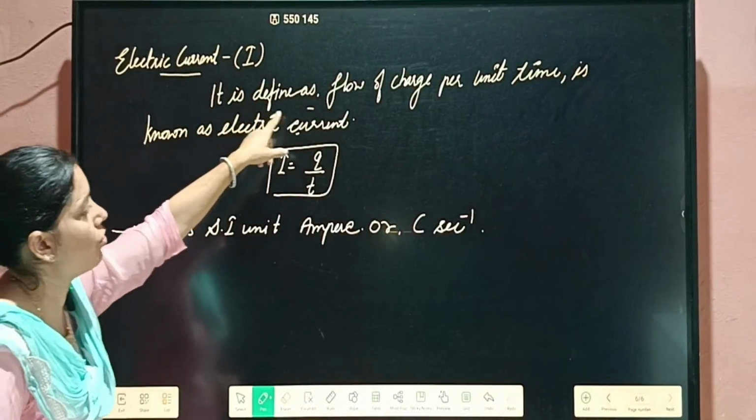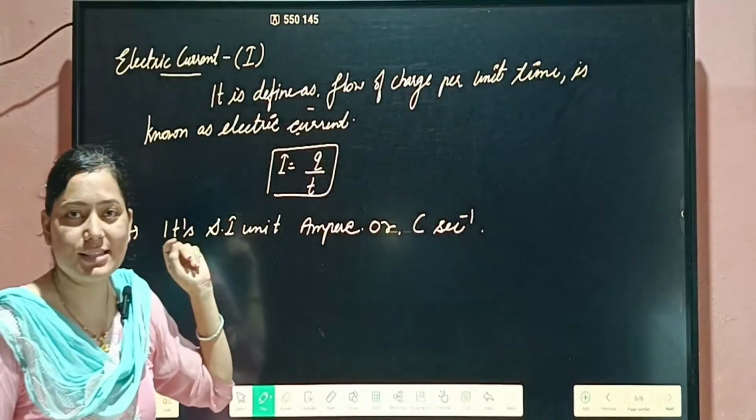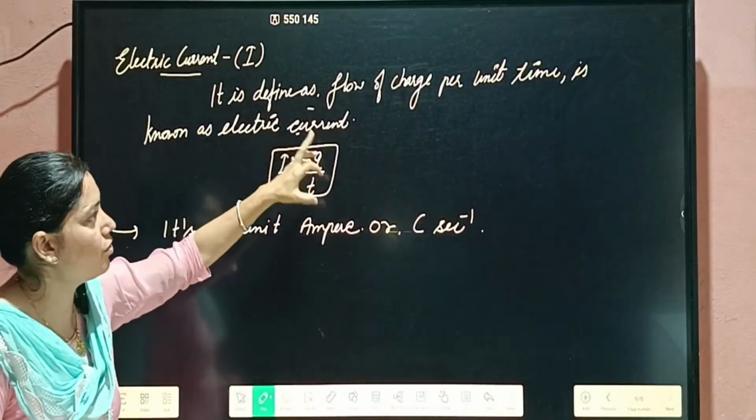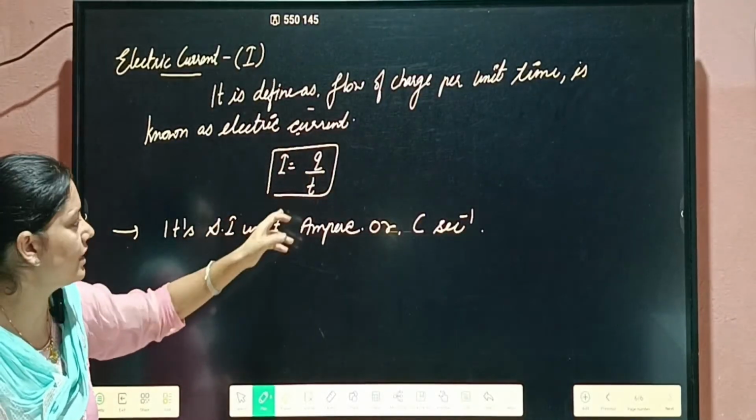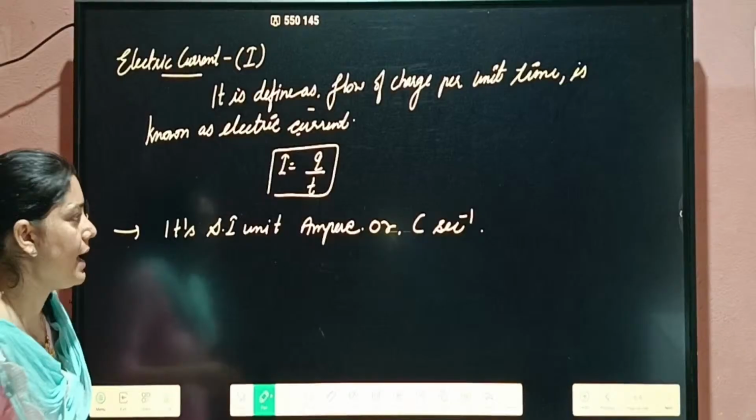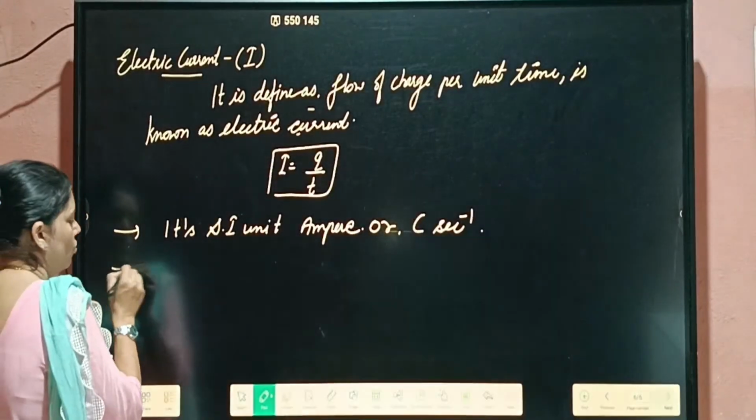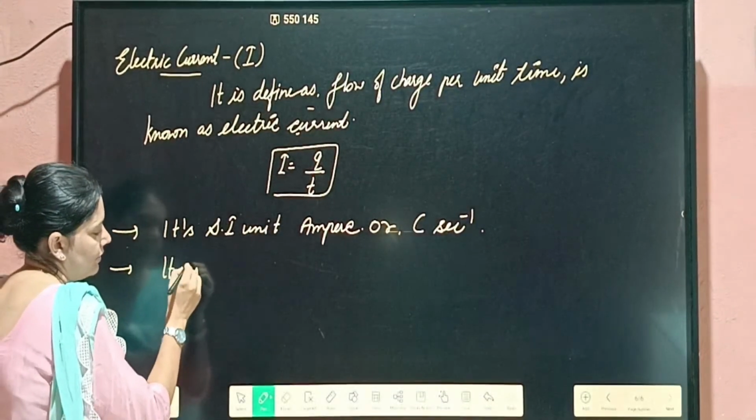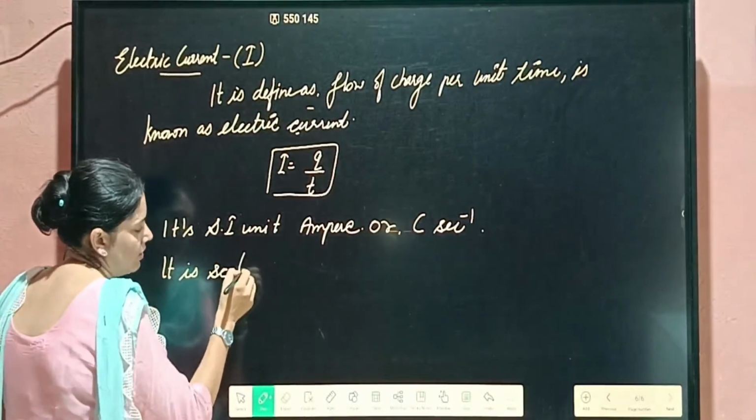Electric current is the flow of charge per unit time. How much charge is flowing, that is the current. So the SI unit will be ampere. Okay, it is a scalar quantity. What is it? A scalar quantity.